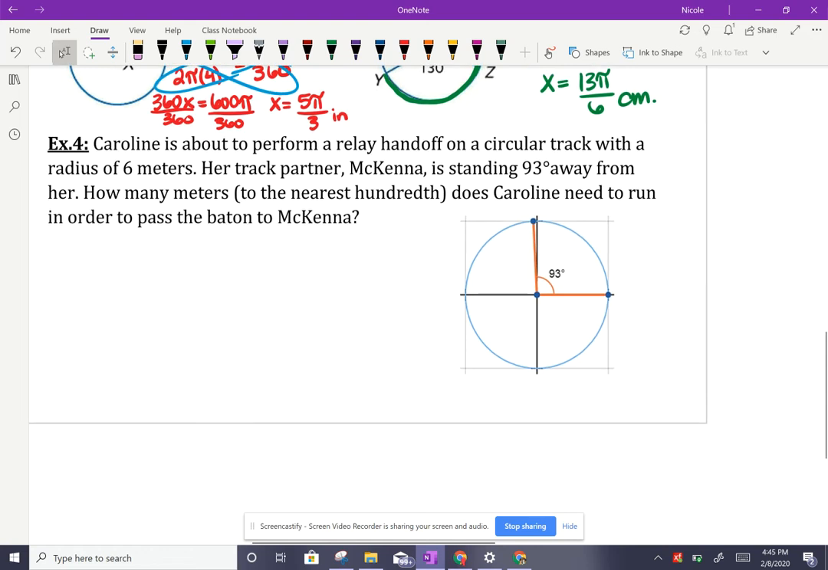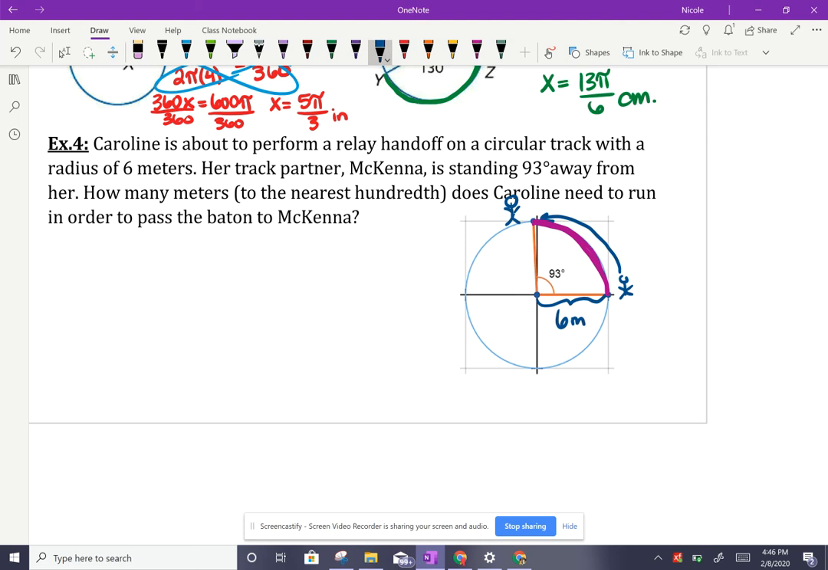All right, Caroline. Last example, guys. Caroline is about to perform a relay handoff in a circular track with a radius of 6 meters. Her track partner, McKenna, is standing 93 degrees away from her. So she's like over here, and she's running to McKenna. We want to find out how many meters Caroline is going to need to run in order to give McKenna the baton. So this is our arc we are looking for. We are looking for the measure of our arc.